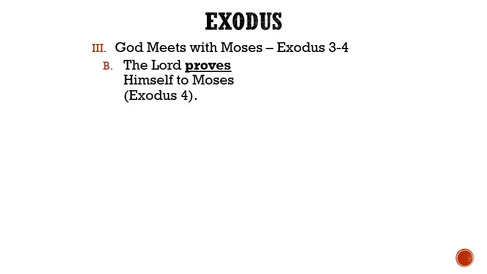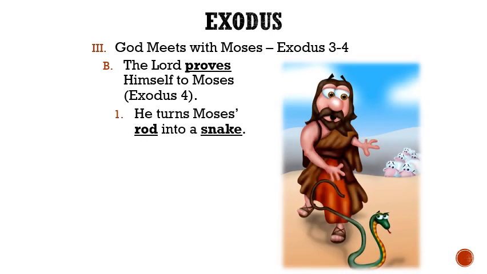So, letter B, the Lord proves himself to Moses. Number 1, he turns Moses' rod into a snake. After Moses told God that no one would believe him, God instructed Moses to cast his rod to the ground, which then turned into a snake and back into a rod again when Moses picked it up.